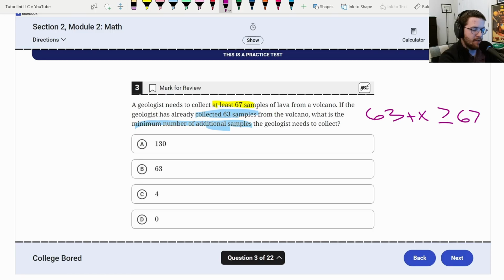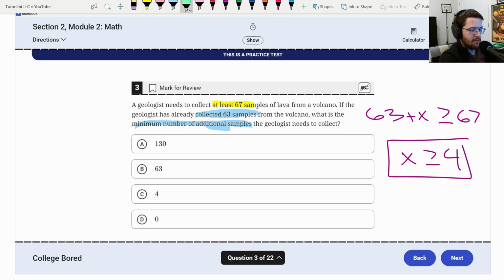To solve this inequality for x, we're going to subtract 63 from both sides. We get x is greater than or equal to 4. So the minimum number of additional samples that the geologist needs is 4.